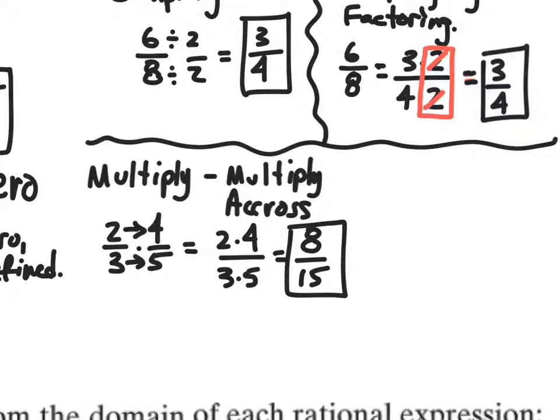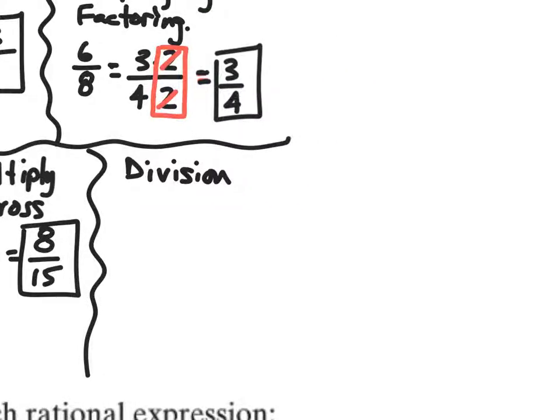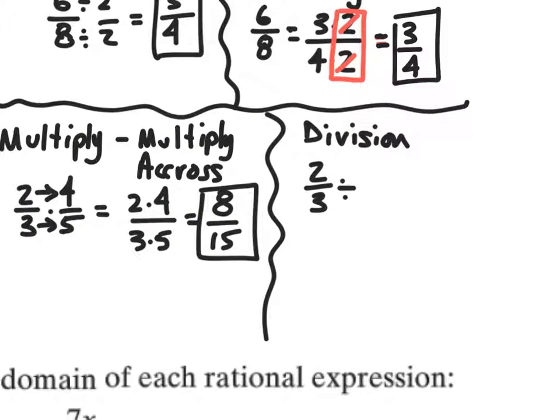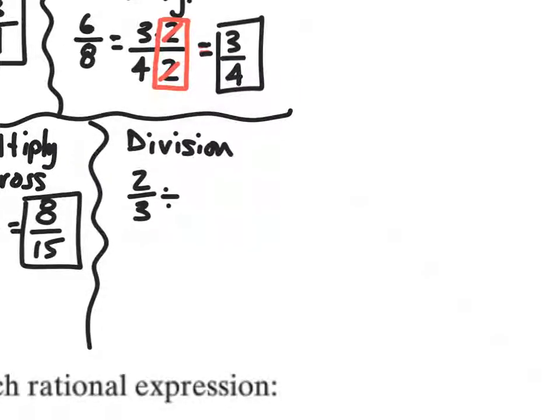All right, now let's talk about division. We'll talk more about all these operations in a minute. But for division, let's say I take 2/3 and divide it by 4/5. When we do division, we want to multiply by the reciprocal.